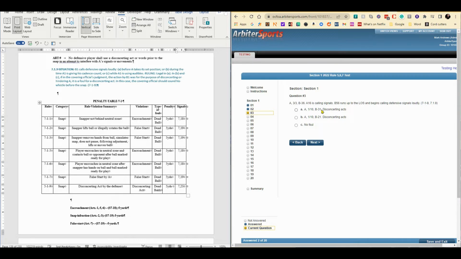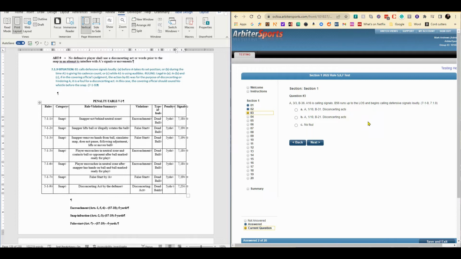Now, I wish this was a little more clear as to what was going on, but he does say that the defense is calling signals loudly. So we do not allow defensive signal calling to match the cadence of the offense. Generally, we warn first, and then throw the flag if it's done again. In this case, the loud signals are probably interfering with the ability of the offense to hear their signals. So this is called a disconcerting act.